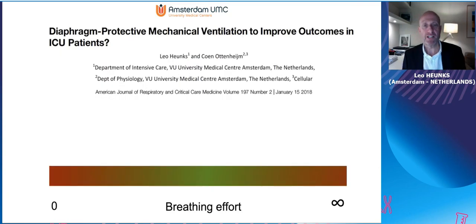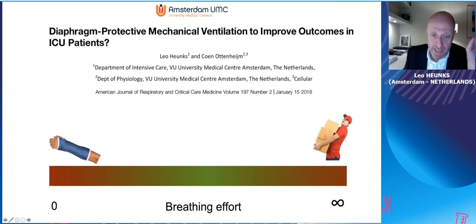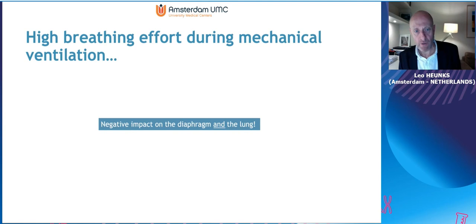Diaphragm-protective ventilation means that we want to avoid low breathing effort and high breathing effort, or maintain breathing effort within the physiological range. Again, high and low effort may have a negative impact on the diaphragm and the lung.